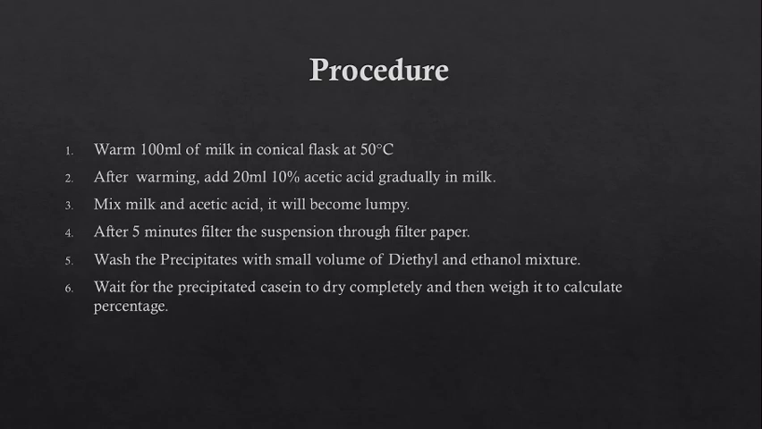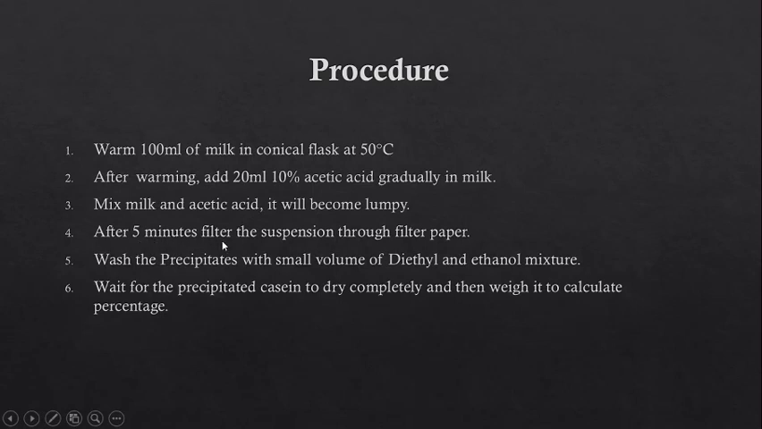What is the procedure by which we will isolate the casein from the milk? You have to take 100 ml of milk, then warm the 100 ml of milk in a conical flask at 50 degrees centigrade. After warming, add 20 ml of 10% acetic acid gradually to the milk. Why are you adding the acetic acid? Because you have to reduce the pH of the milk from 6.6 to 4.6. Then mix the milk and the acetic acid. That mixing will make the milk lumpy.